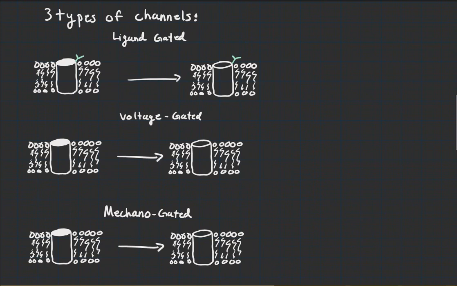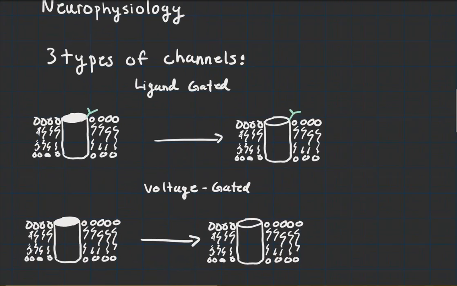So what I've done here is I've drawn what is supposed to be a channel in a cell membrane, and on the left they're all closed and on the right they're all open. So let's talk through each one and talk about what makes them open.